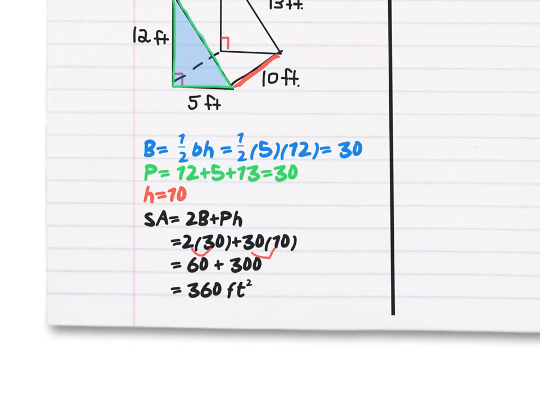And then you box your answer. Just make sure you always label surface area in units squared. It's a 2-dimensional measurement. And that's all for your notes.